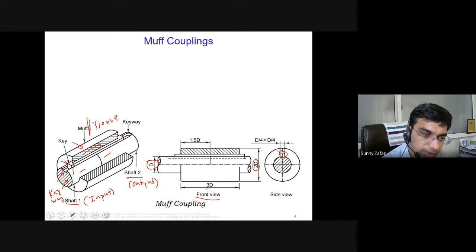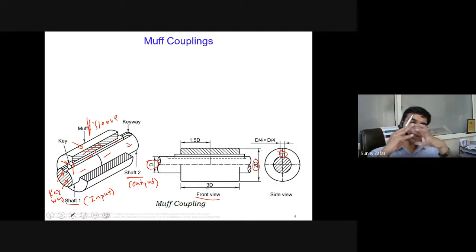This is the same key, or the key may also be in two parts. Generally, it is in one part. And from here, the power enters shaft 2. So this whole arrangement rotates and transmits power together. The important thing to understand here is that the key is holding the two shafts and the muff together. So this is an example of an assembly drawing.